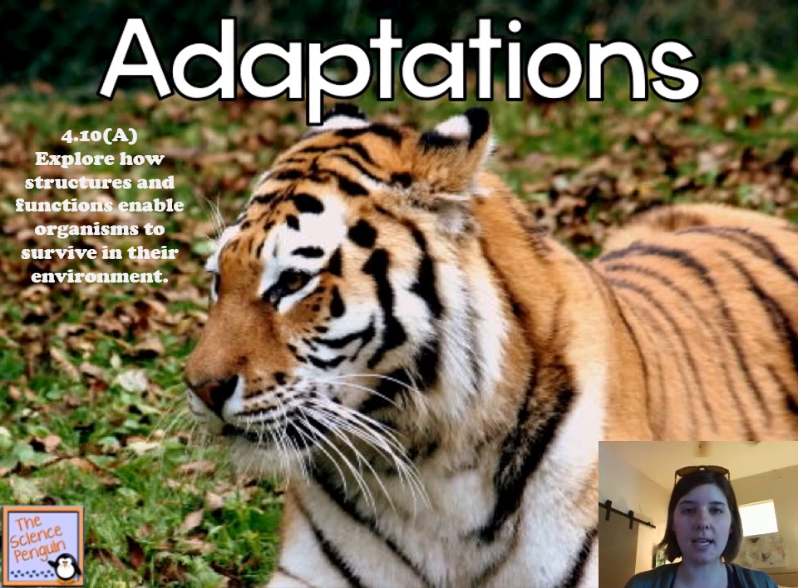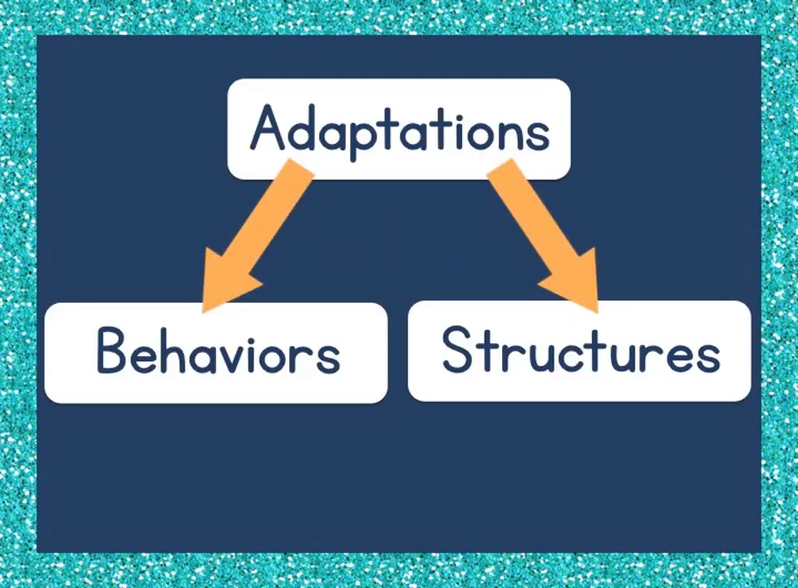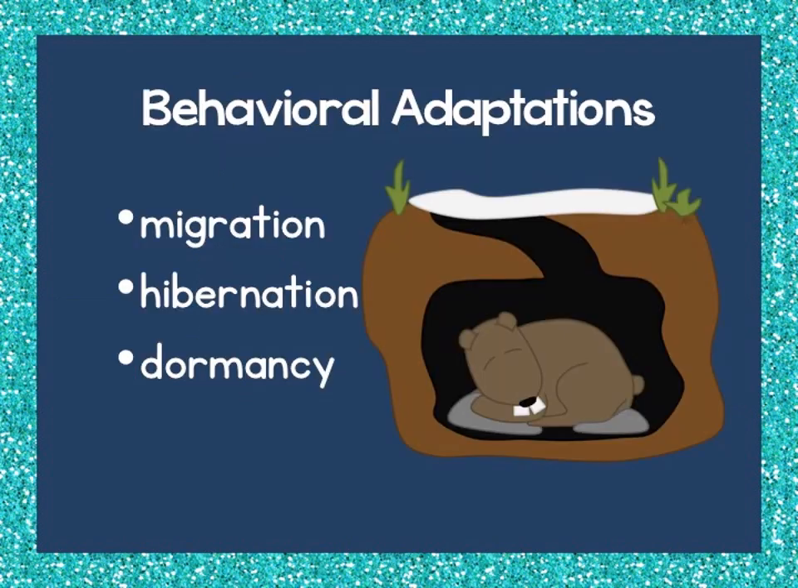Today we'll be discussing how organisms such as plant and animal species can have structural and behavioral adaptations that can enable them to survive better in their living environment. So when we're talking about adaptations, that's going to be a change that helps an organism survive in its environment. Adaptations, there's kind of two routes we can go with this. We're going to talk about behavioral adaptations or structural adaptations.